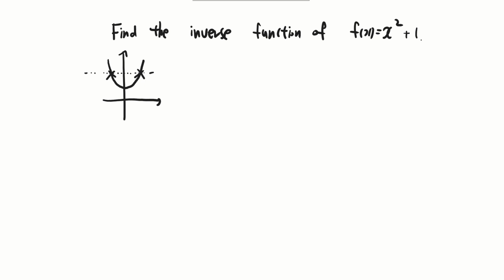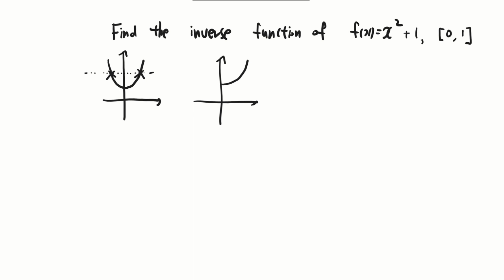Hence, let me change our question as follows. Find the inverse function of f of x equal to x squared plus 1 on 0 to 1. Then on 0 to 1, our graph looks like this. As you can see, this is one-to-one, hence there is an inverse function of f of x equal to x squared plus 1.